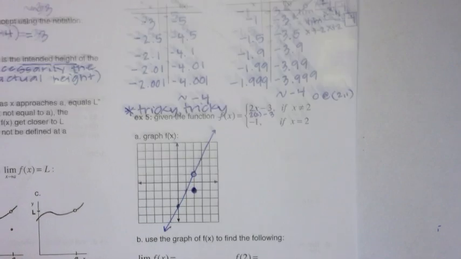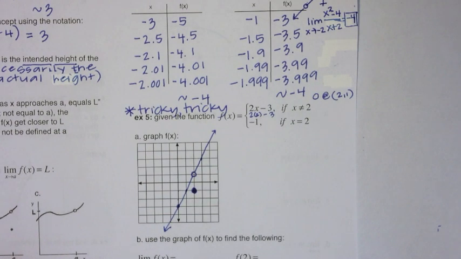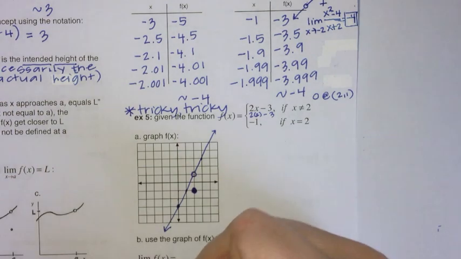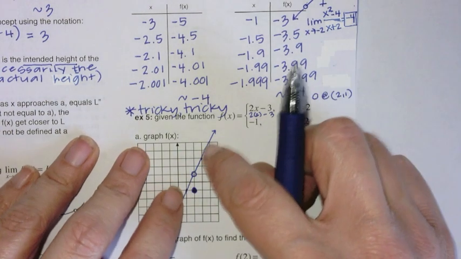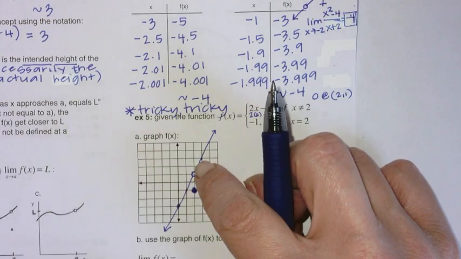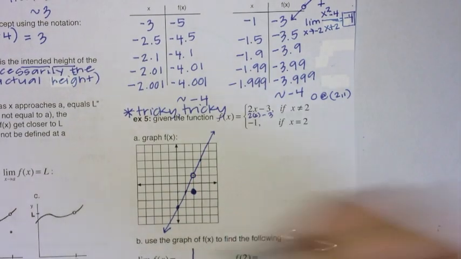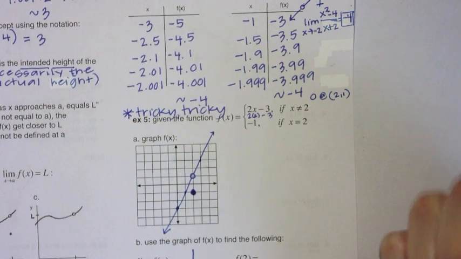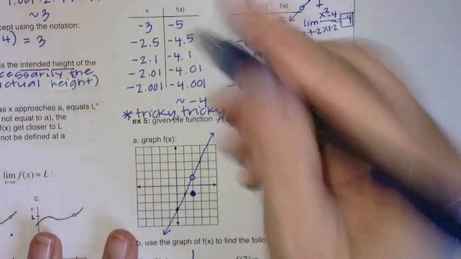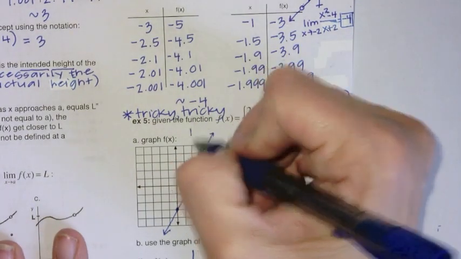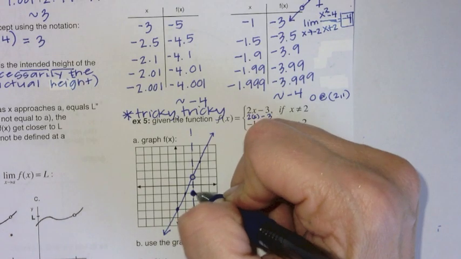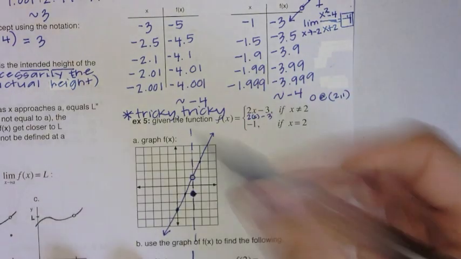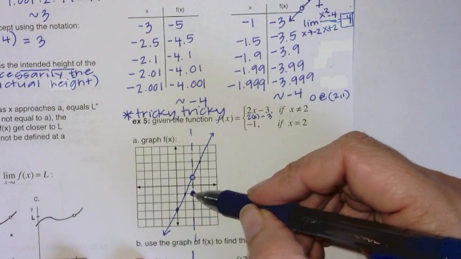The limit as x approaches 2 of f of x. So remember, limits are intended heights. So it says, as I come in from the left and as I come in from the right, my intended height is +1. Again, let me say that. Here is where x equals 2. At this point right here, I can't come in from the left and from the right.